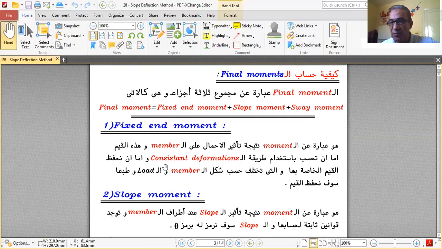So to calculate the final moments, we have to know that final moments equal 3 components: fixed end moment, slope moment, and sway moment. So we're going to explain each one. What's fixed end moment, what is slope moment, and what is sway moment.